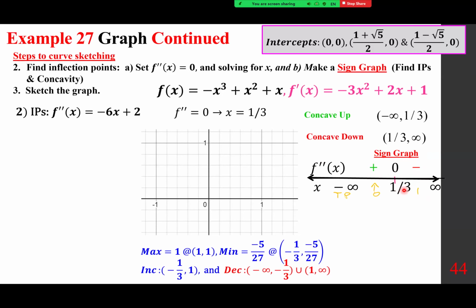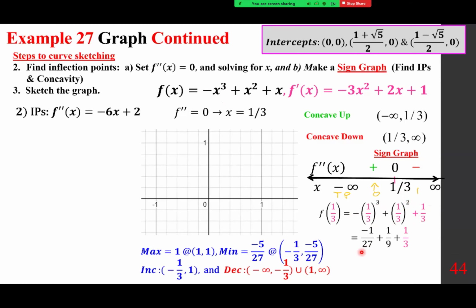So if the inflection point takes place at 1/3, what is its y coordinate? You have to put it back into the original equation, f of 1/3. So you raise this to the power of 3, you get positive 1 over 27. This becomes negative 1 over 9. This is 1 over 3. The common denominator is 27. So this is 3 over 27. This is 9 over 27. With a negative 1, they add up to positive 11 over 27. And so the IP has the coordinates 1/3 and 11 over 27.